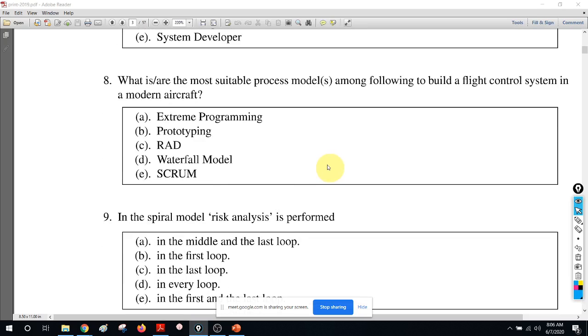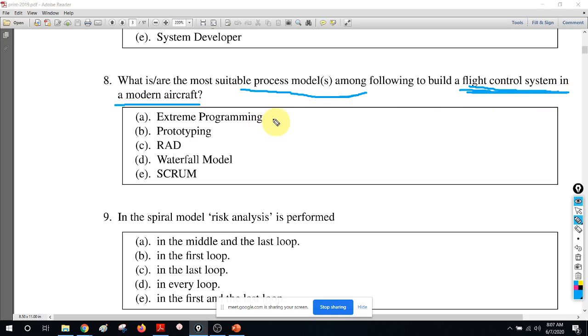Let's move to the eighth one. What are the most suitable process models among the following to build a flight control system? Now again, it's a very critical system, a mission critical sort of system. So they ask which process model is going to suit that. Of course, you know that for this kind of mission critical system, things like rapid software development are not going to work. So it's an aircraft flight control system in a modern aircraft, a very mission critical system. If there is a small bug, we are going to lose lives, hundreds and thousands of lives. Okay, let's see.